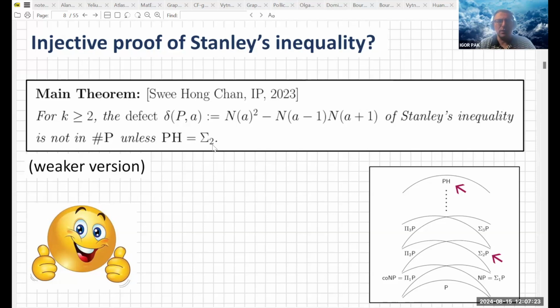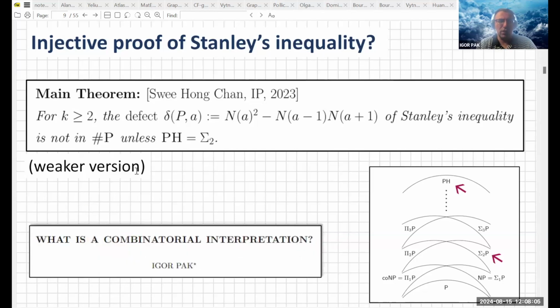It doesn't matter so much what those are. PH is the polynomial hierarchy, and Σ2 is a level in the polynomial hierarchy. We're saying that the picture computer scientists believe is true would actually not hold. Computer scientists believe that there are lots of layers in the polynomial hierarchy, and we're saying no, the difference in those numbers does not have a combinatorial interpretation, which we interpret as being in #P. That is a weak version of our results, and I'll get back to equality conditions in a minute. Are there any questions about this?